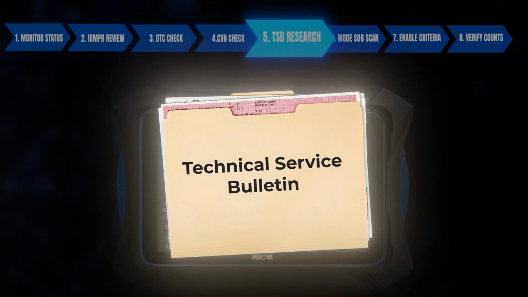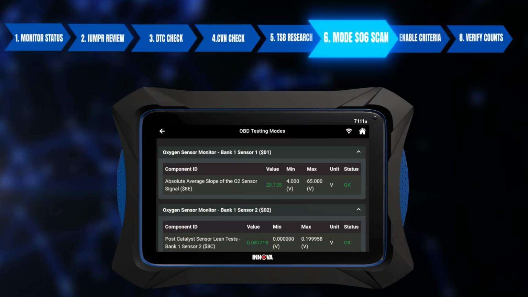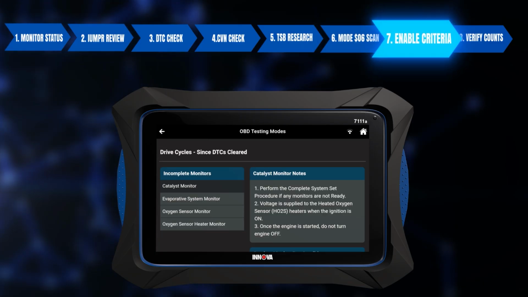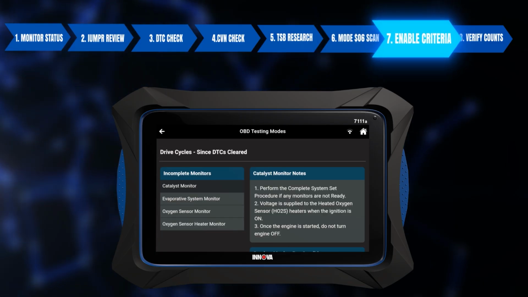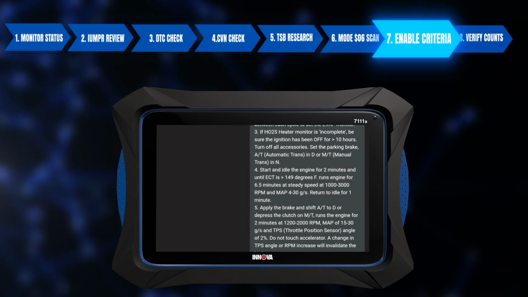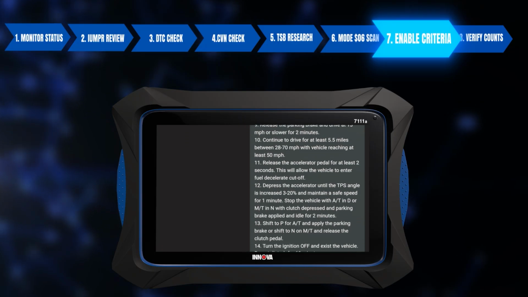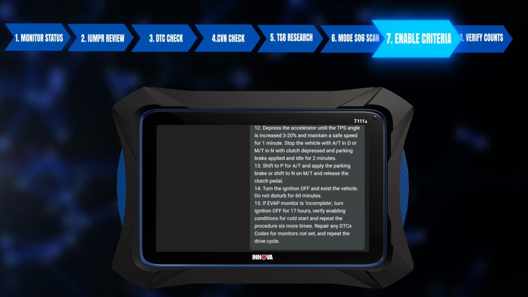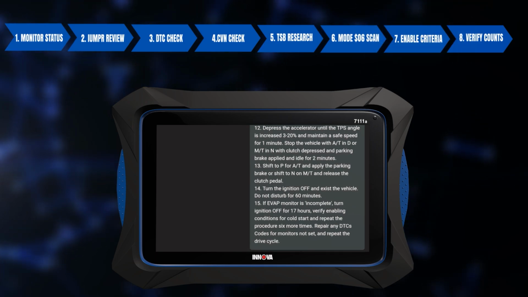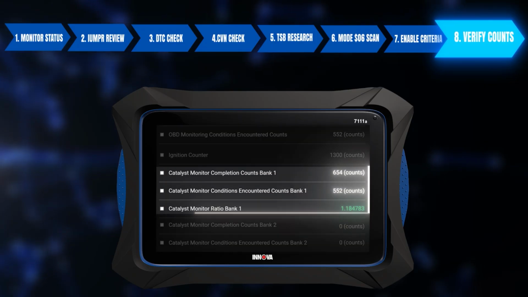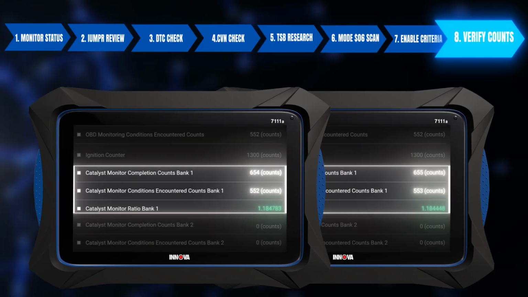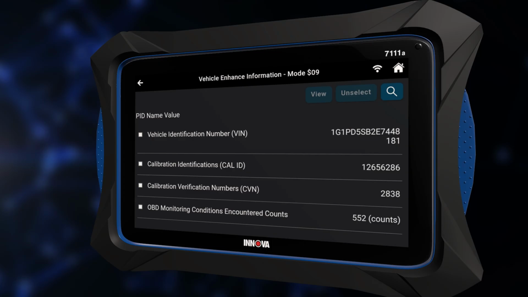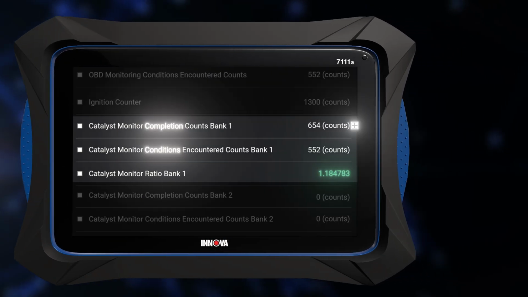If the denominator is incrementing, but the numerator is not, evaluate the monitor enable criteria. Verify the vehicle is being driven under the proper operating conditions required for the monitor to run. From there, research the OEM-specific enable criteria and build a targeted drive cycle. After completing the drive cycle, return to Mode 9 and confirm the numerator has incremented, indicating the monitor has successfully run. IUMPR data can reveal patterns beyond the ratio itself.